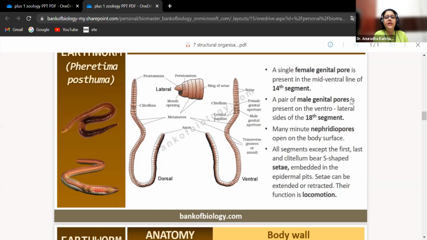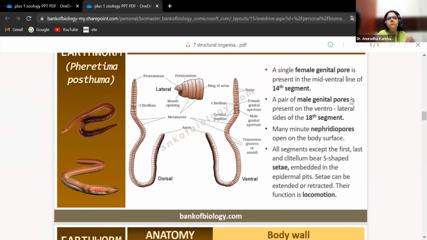Yes, and many minute nephridopores open on the body surface. Nephridium is associated with excretion. Correct? All segments except the first, last, and clitellum bear S-shaped setae embedded in the epidermal pits. Setae can be extended or retracted. The main function of setae is locomotion.